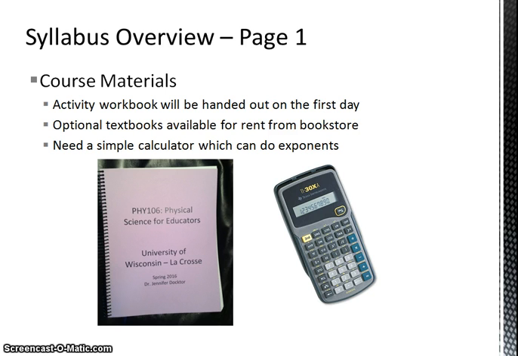So on the first day of class, you'll get a spiral-bound booklet, which is really our workbook for the class activities and our notes. There's going to be some supplementary textbooks available to rent in the bookstore. However, I will not be giving any assignments out of those. You can use them as an additional resource if you want to.